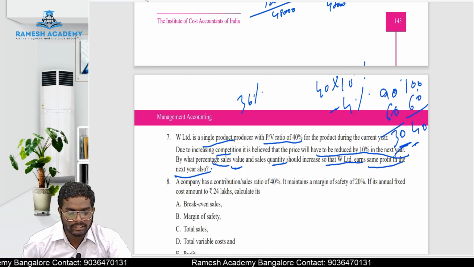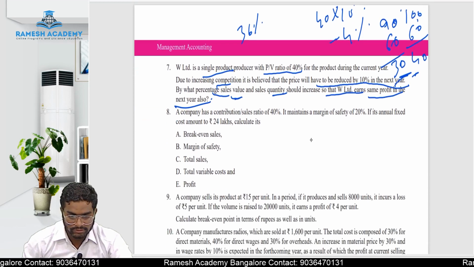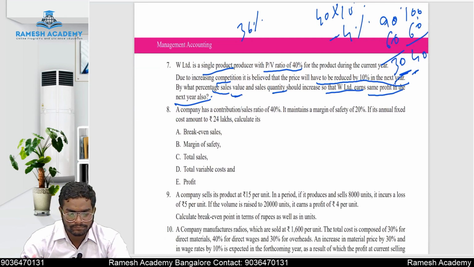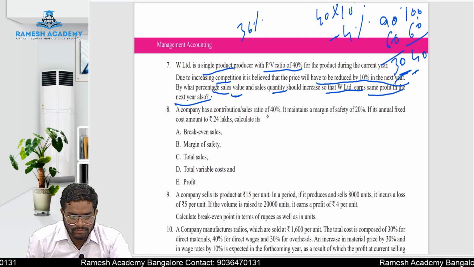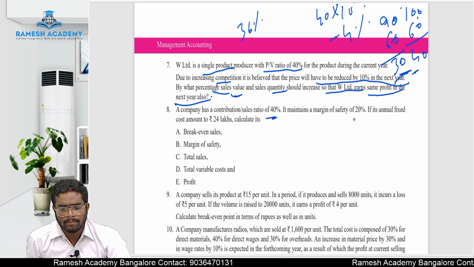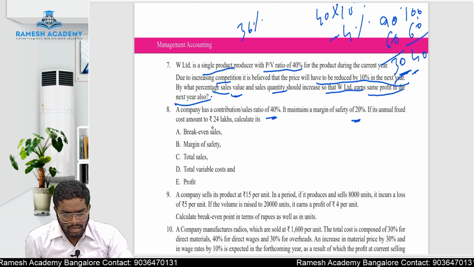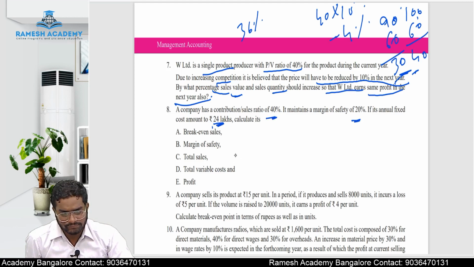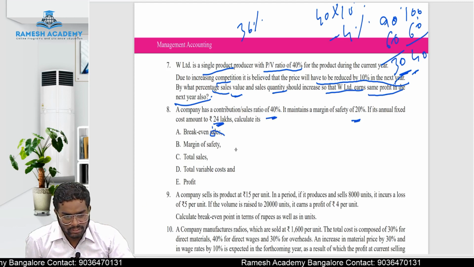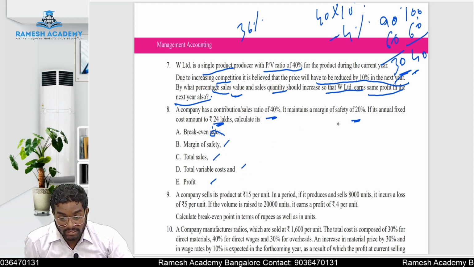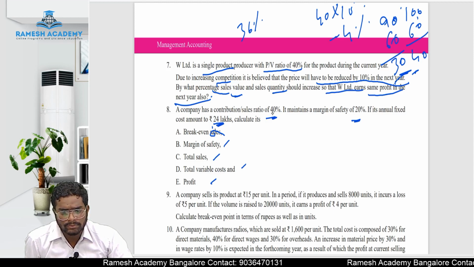Now we will go to the next question. The next question is simple. They have given the sales. They have given the contribution is 40%, margin of safety is 20%, which means the BEP is 80%, and the annual fixed cost is 24 lakh. We have to calculate the break-even sales, margin of safety, total sales, variable cost and the profit. Simple. First they have given margin of safety, annual fixed cost is 24 lakh and the contribution is 40%.